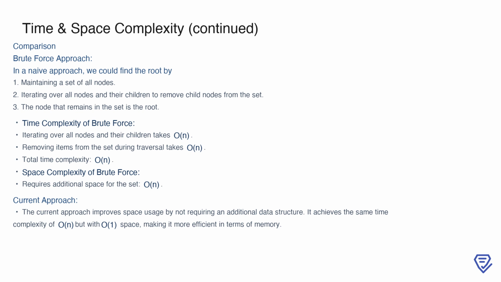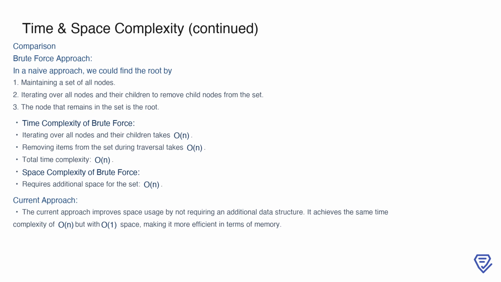In a naive solution, we might maintain a set of all nodes, iterate through each node and its children, and remove child nodes from the set as we go. The node left in the set would be the root. While this approach also has a time complexity of O(n), due to traversing all nodes and their children, its space complexity would be O(n), because of the additional set used to track nodes.